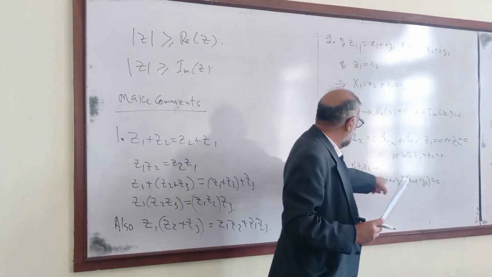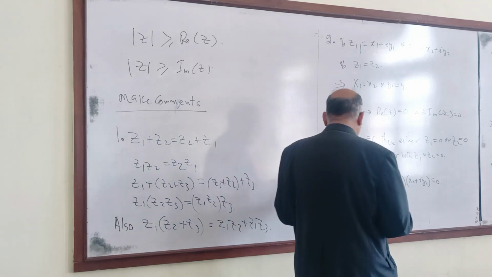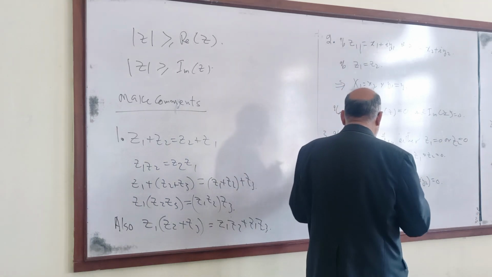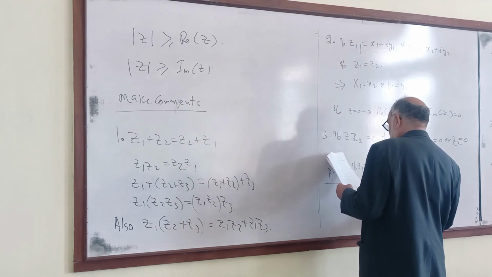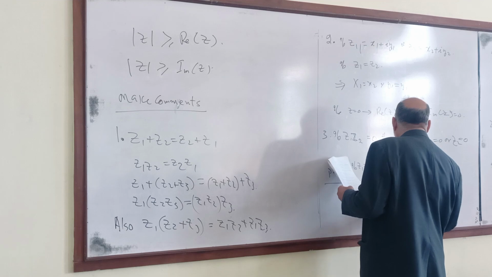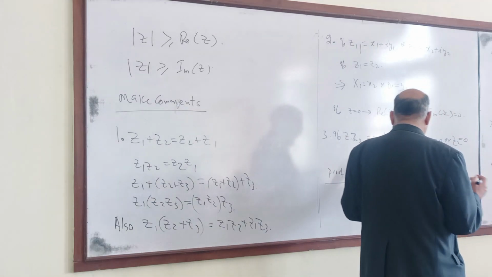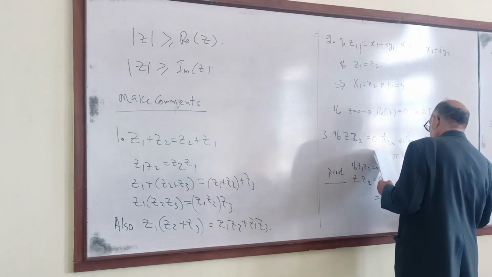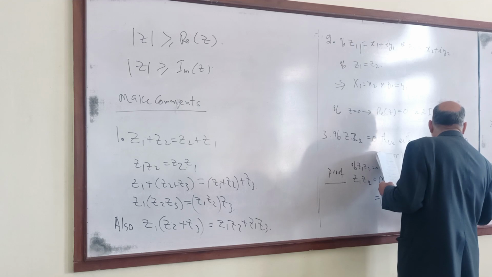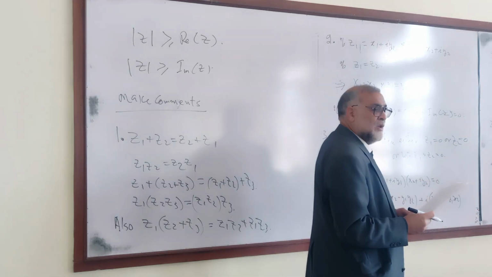If this is equal to 0, we multiply them and rearrange: (x1 x2 minus y1 y2) plus i (x1 y2 plus y1 x2), and we say that is equal to 0.